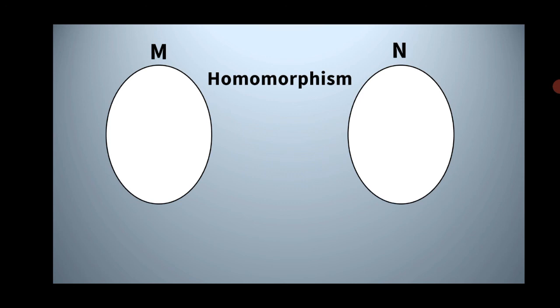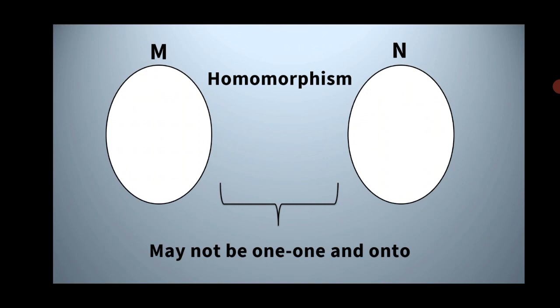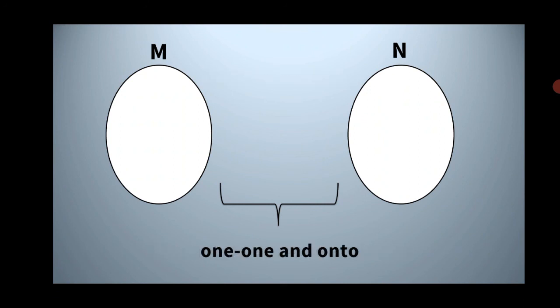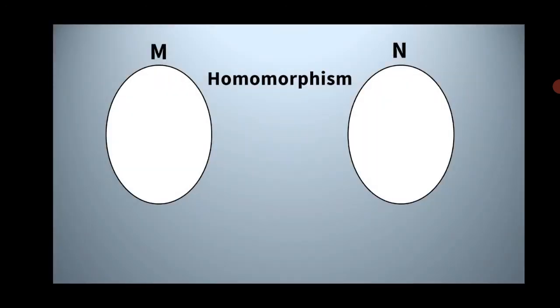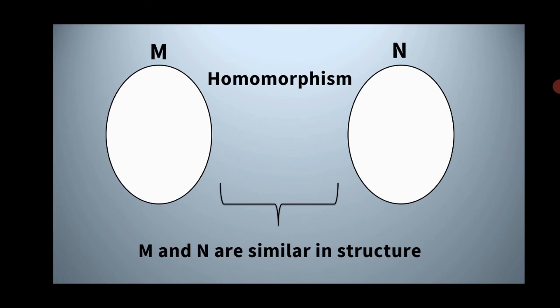A homomorphism is a function between two groups which may or may not be one-to-one and onto. If it does become one-to-one and onto, we no longer call it a homomorphism. Instead, we call it an isomorphism, which is assigned to another video lesson. If we can find a homomorphism between two groups, we say that those two groups are similar in structure. But if we can find an isomorphism between two groups, we say that those groups are identical in structure.